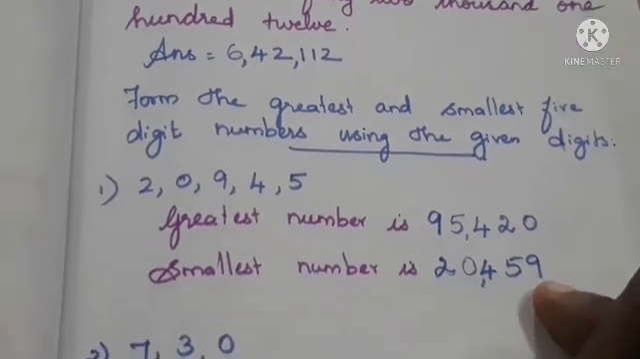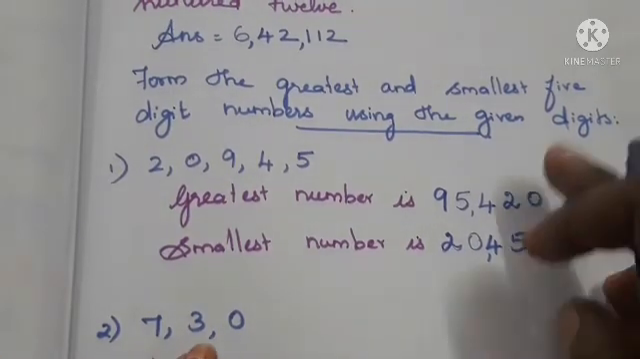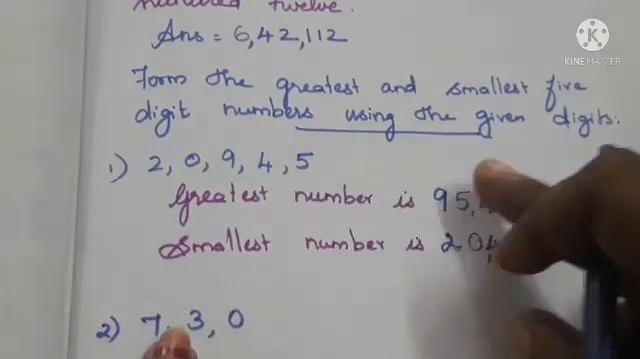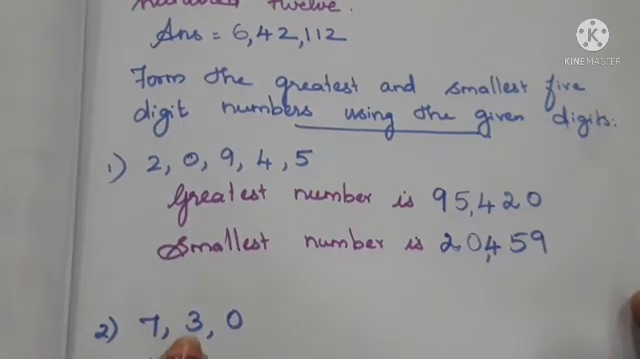Look at the next one. Here we have only 3 digits, isn't it? They gave only 3 digits, but they asked to form what, ma? We have to form a 5-digit number. Okay, a 5-digit number. So what we have to do? Among these numbers, first we have to write the greatest number. Which is the greatest one? Yes, 7 is the greatest one. Next smaller is 3, and next smaller is 0.